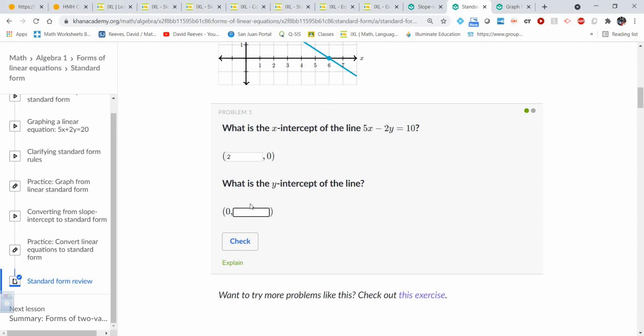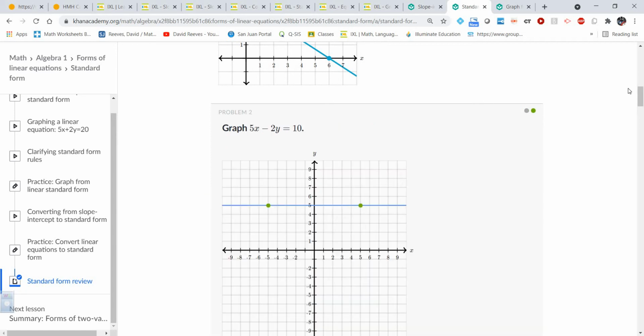Let's double check and make sure Mr. Reeves didn't make any mistakes, because you know sometimes he does. Excellent, excellent. All right, let's go to the next question.